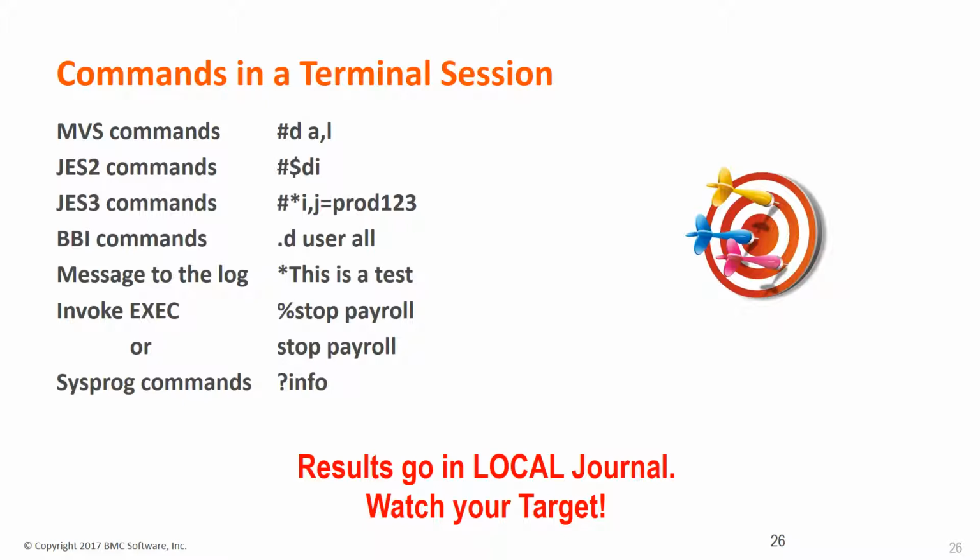Within the OLTP session, you can issue a whole bunch of different commands. They're controlled by different command prefixes. So MVS commands we prefix with a £ sign. JES2 commands would be prefixed with a $. If you're a JES3 shop, you can issue JES3 commands by doing $*. If you want to issue a BBI command, those start with a period. If you want to put a message into the log, prefix your text with an asterisk. If you wish to invoke an exec, prefix your exec name with a % sign. And if you want to issue Sysprog commands, you would prefix them with a question mark.